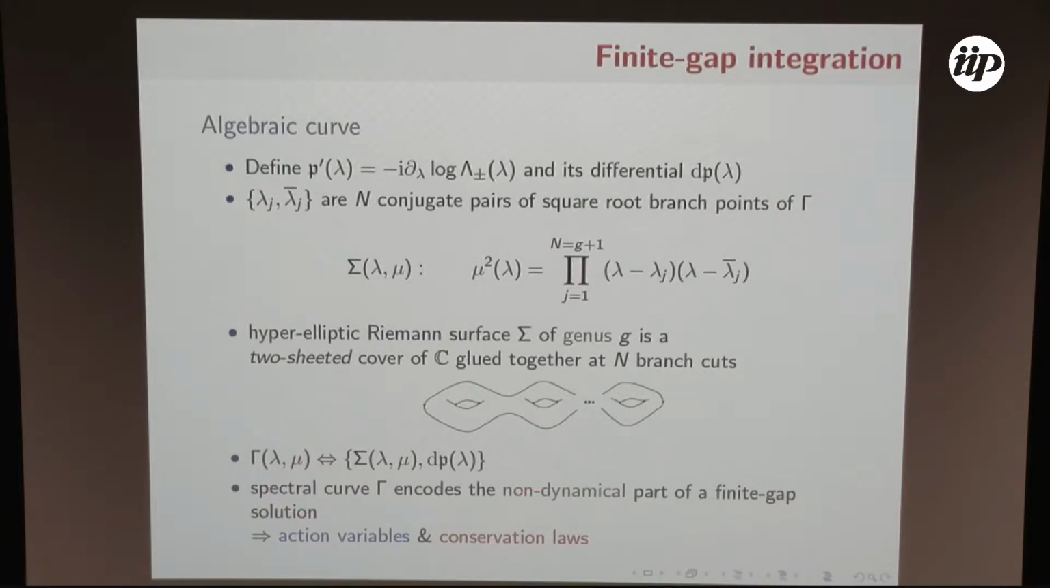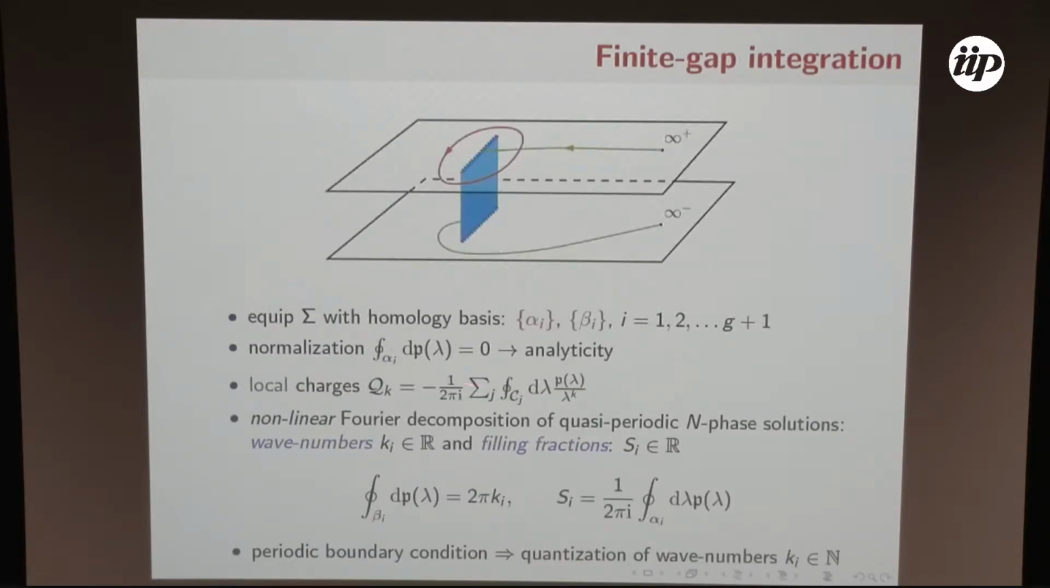So now the spectral curve is the object which gives you the complete information about the non-dynamical part of the solution, which means that we should be able to construct the action variables from it, and also the conservation laws. And in order to do that, you have to equip this finite genus Riemann surface with a homology basis. So you define a complete basis of cycles for this surface.